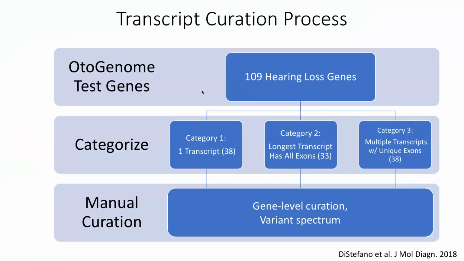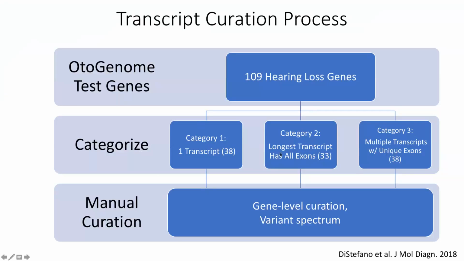Category 1 genes actually only had 1 transcript, and so those would require little curation. Category 2 genes had multiple transcripts, but the longest transcript had all of the exons. So in this case, if you're a clinical lab, you would most likely pick the longest transcript. This might not be the most biologically relevant transcript, but these hopefully would require a little bit less transcript curation than category 3, where multiple transcripts were present and each transcript might have unique exons.